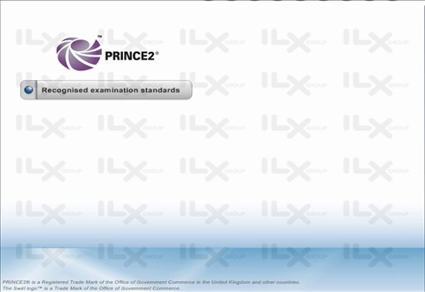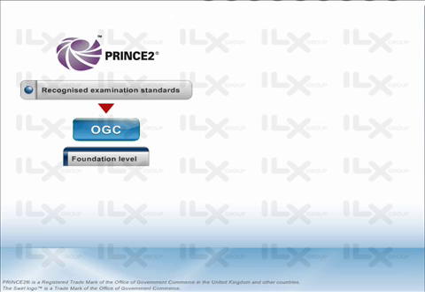One of the major advantages of PRINCE2 is that there is a universally recognised set of examination standards, which are independent of the training providers. The UK's Office of Government Commerce, who is the author of PRINCE2, defines two levels of student examination, namely foundation level and the more advanced practitioner level. A pass at the foundation level is a precondition of sitting the practitioner examination.